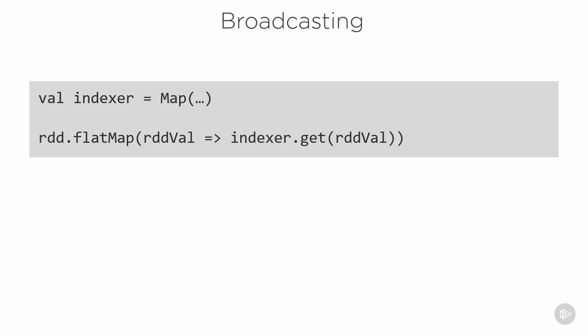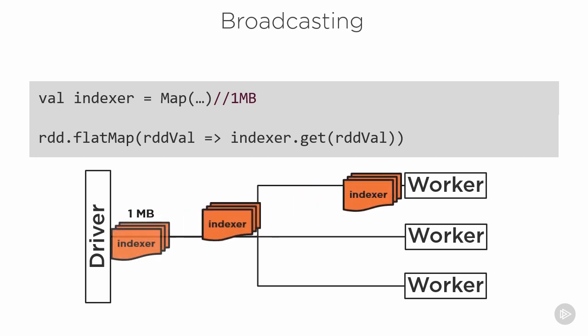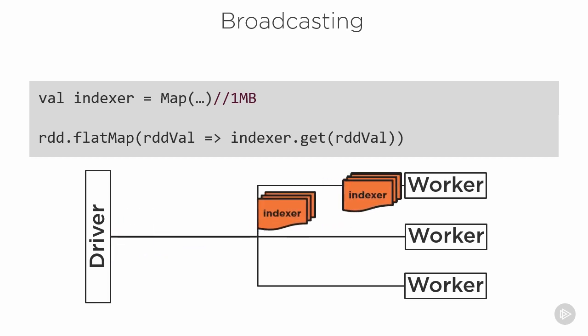Notice that we're closing over this map, which means that a copy of it will be distributed across the cluster for each execution. And what if this map takes up 1 megabyte of space? Let's visualize that. Here we have a driver along with 3 worker instances. The driver first creates our 1 meg map. Then, once an action is called and the RDD begins execution, each time the worker executes the function, it gets a new copy of the map.